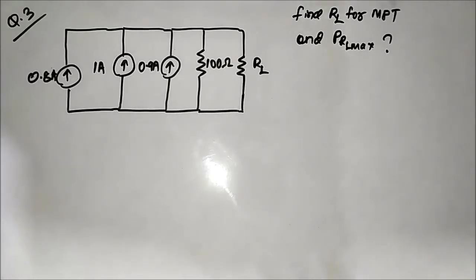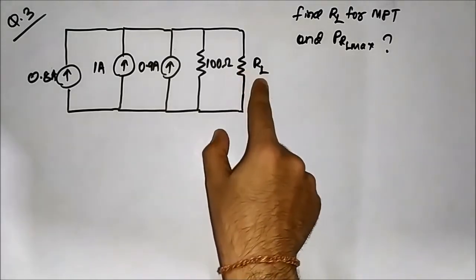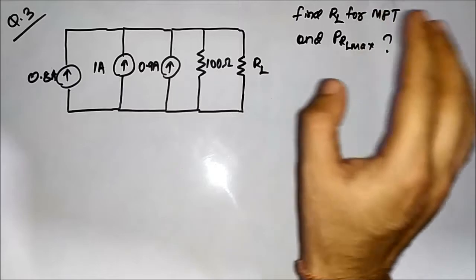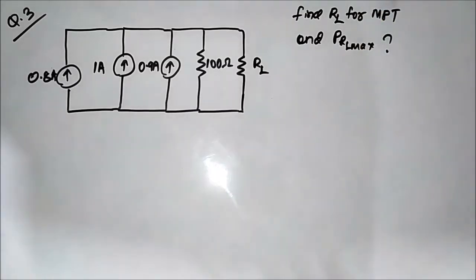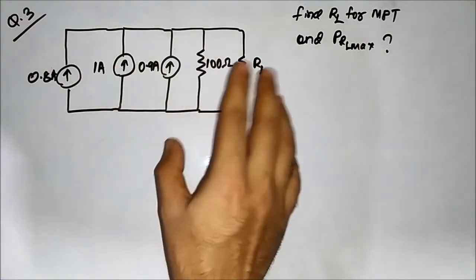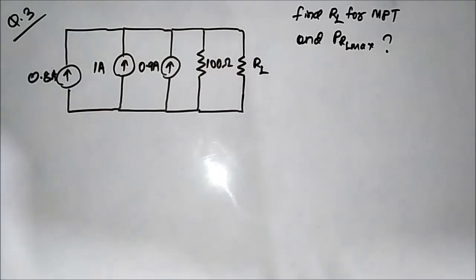So this is the third question related to maximum power transfer theorem, which we are going to discuss. This is a circuit here, and we have been asked to find the value of RL for maximum power transfer and the maximum power transfer to this load resistor.